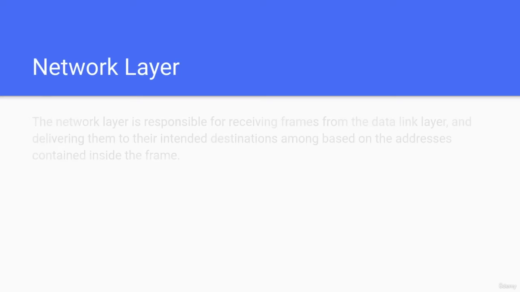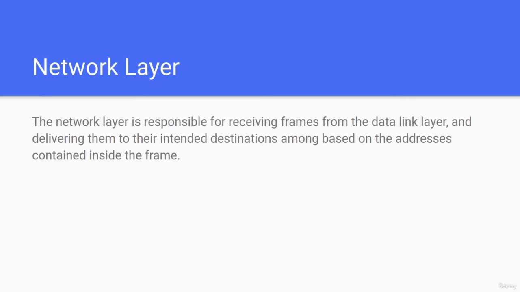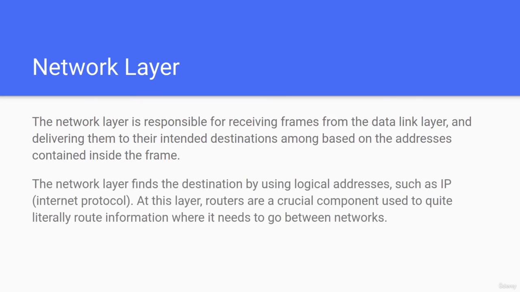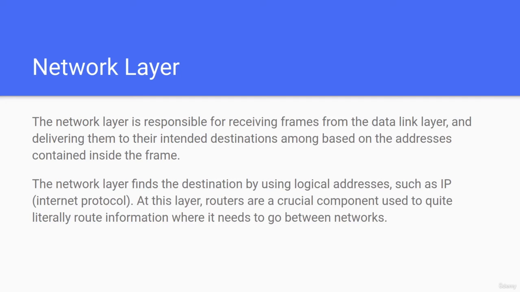The network layer is responsible for receiving frames from the data link layer and delivering them to their intended destinations based on the addresses contained inside the frame. The network layer finds the destination by using logical addresses, such as IP, the Internet Protocol. At this layer, routers are a crucial component used to quite literally route information where it needs to go between networks. And by the way, the router is categorized in this network layer.